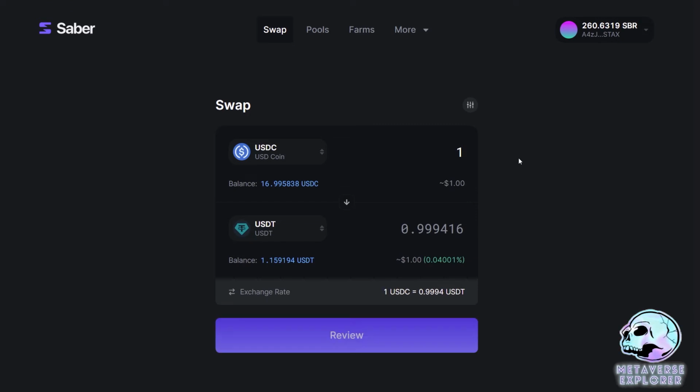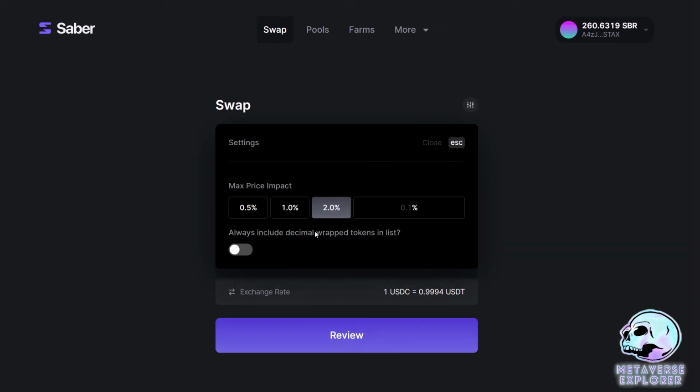But for now, I want to swap one USDC to one USDT. I want to swap $1, and I'm going to receive 0.999416, which is not bad. Let's have a look at the exchange rate, which is one USDC is 0.994. So where does the other little bit go? That goes to the fees and the protocol itself. This is the slippage. Once again, this is a very small amount, so the slippage can be very small. If you have a couple of hundred million, then I would recommend higher slippage.